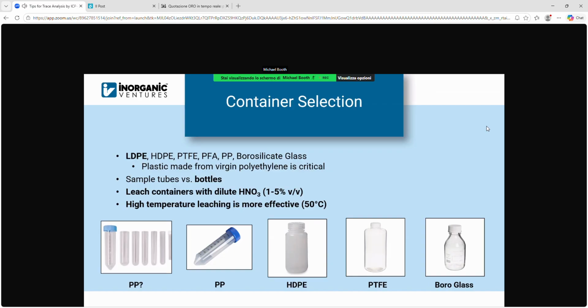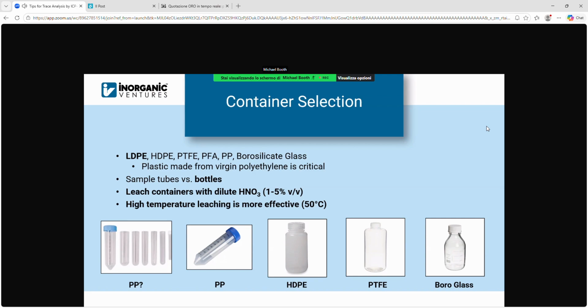So generally, plastic is always going to be cleaner than glass. If you are storing your samples in glass, you're probably introducing a lot of contaminants you may not realize. But there are some reasons why you may have to use glass as your container. So of the plastics, typically you're going to run into LDPE, HDPE, PTFE, PFA, some of the fluorinated compounds, Teflon, polypropylene.